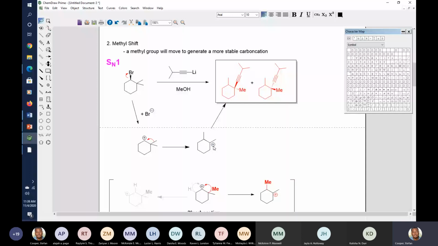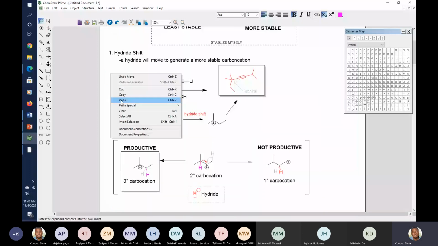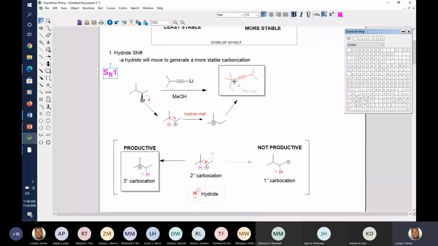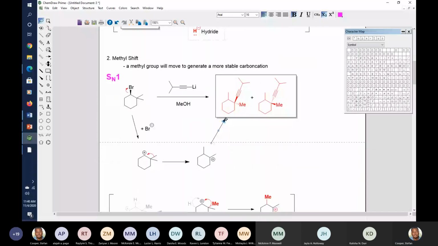Carbon cations are flat. So that means that I can equally attack from the top, which is the wedge, or equally from the back. And I have to show both products here because this carbon is a chiral carbon. Earlier, I didn't have to do that because this carbon was not chiral. There's 2 methyl groups here. Right? Chiral carbons have all 4 different groups. All right, did that answer that question? Yes.